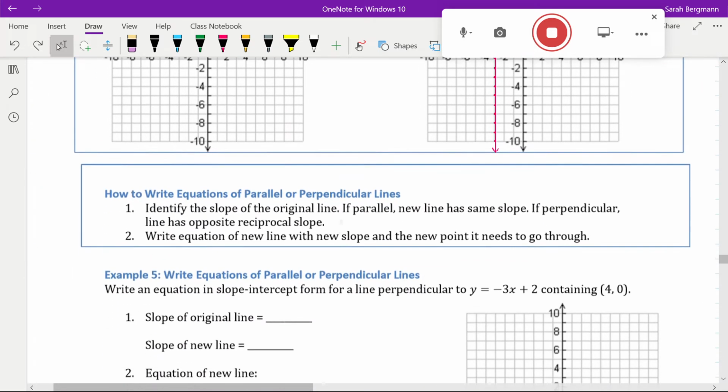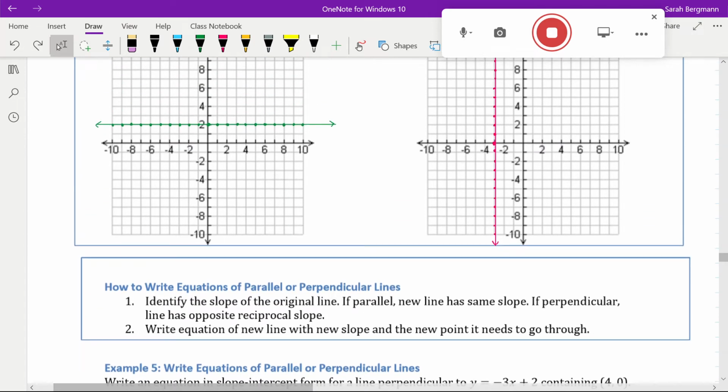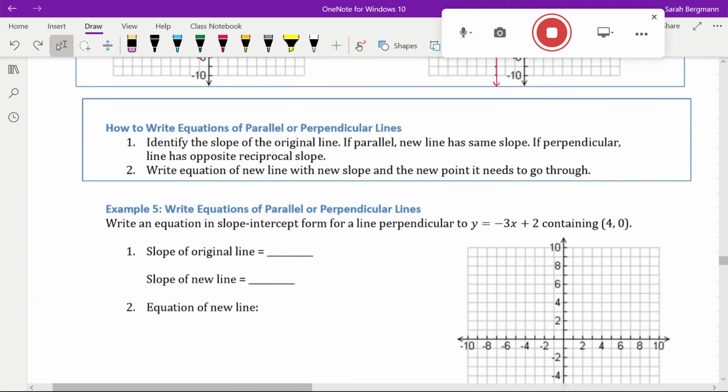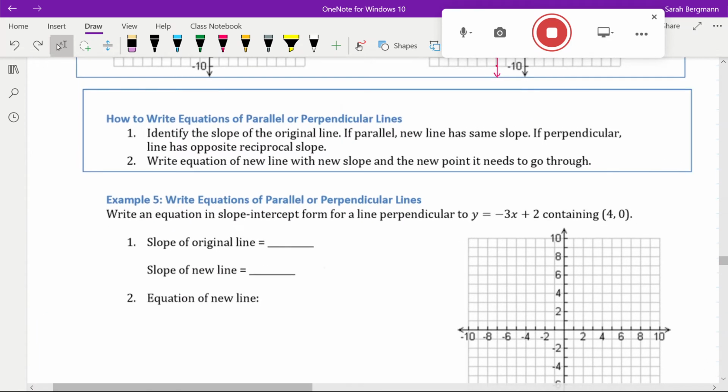Okay, so in order to write the equations of parallel or perpendicular lines, first make sure you identify the slope of the original line. If it's parallel, remember the new line has the same slope. If we're looking for a perpendicular line, remember that the line has the opposite reciprocal slope of the original. Finally, you can write the equation with the new slope and the point that it must go through. Let me show you what I'm talking about.